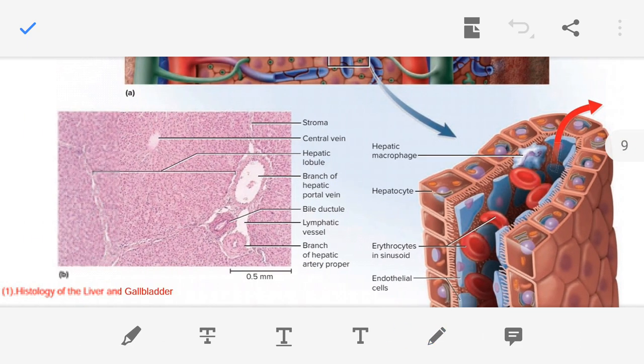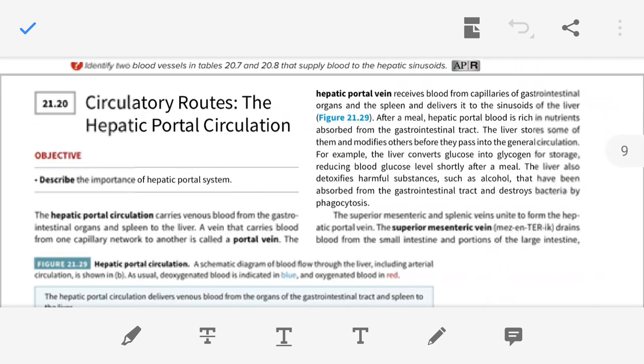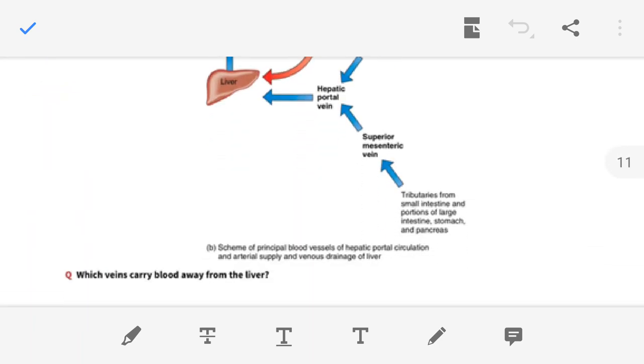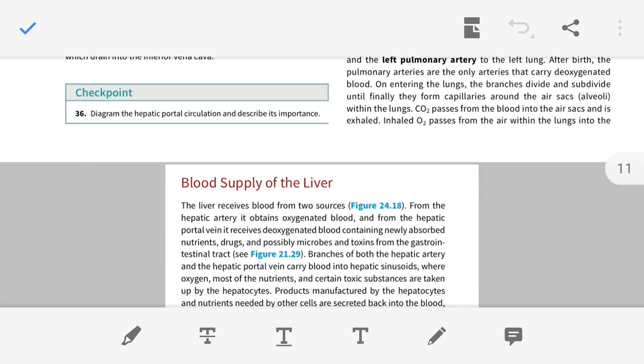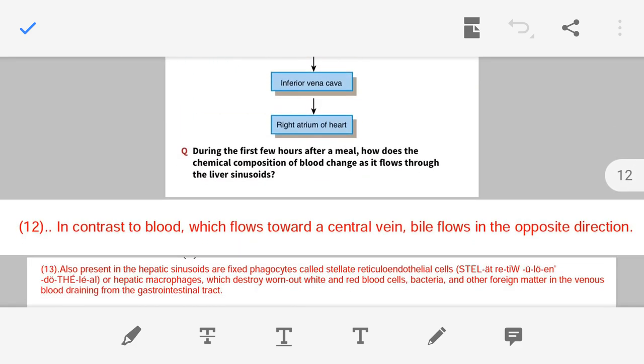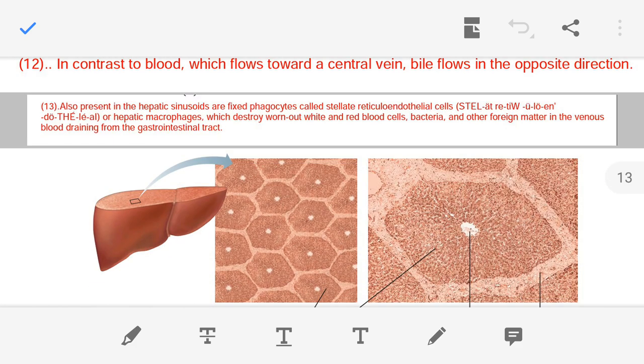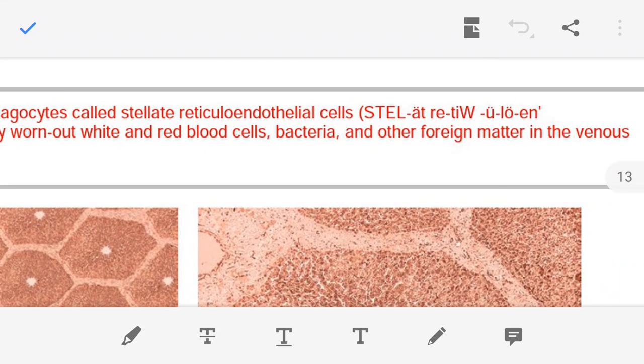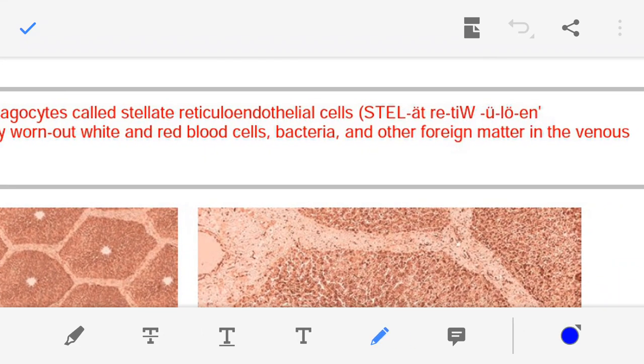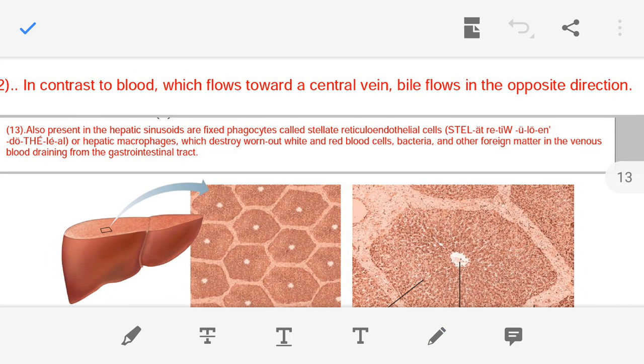So this hepatic macrophage is the phagocytic cell. Now, what is the role, what is the function of this phagocytic cell? So this macrophage or the phagocytic cell is also known as stellate reticuloendothelial cell. So remember this name, stellate reticuloendothelial cell, macrophage or the phagocytic cell.